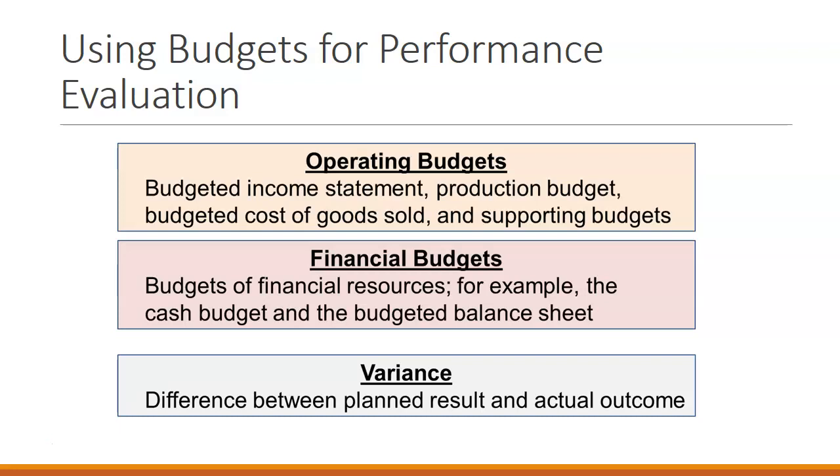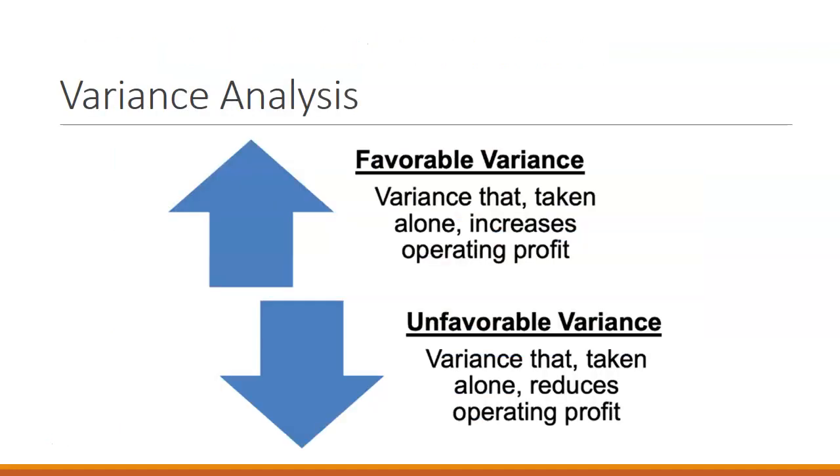So we've already talked about our budgets. So our operating budgets, our production budget, budgeted income statement, and other supporting budgets. Well, our financial budgets are the cash budget and the budgeted balance sheet. Our variance is the difference between our planned results and our actual outcome. There are a number of different variances. A favorable variance means that we're increasing our operating profit, and an unfavorable variance is one that reduces operating profit.